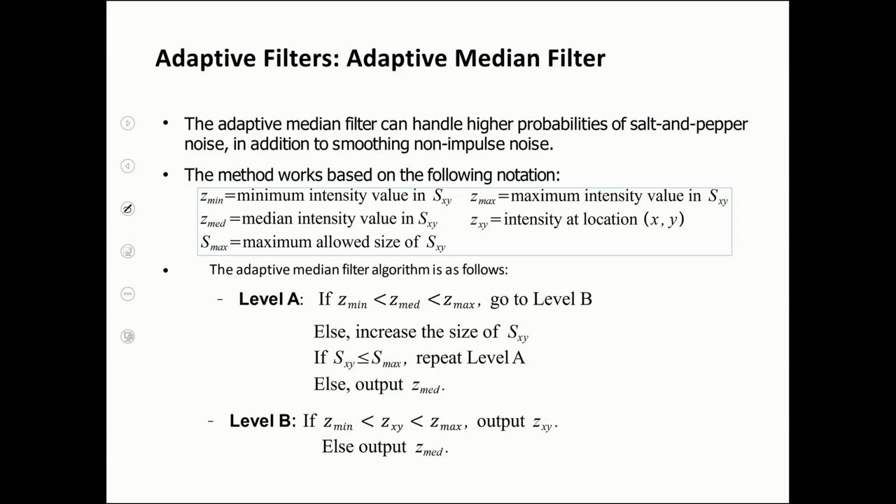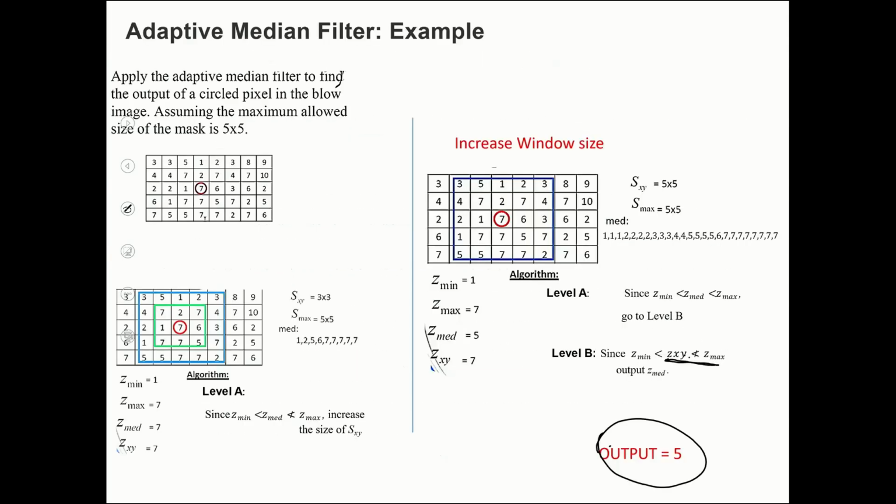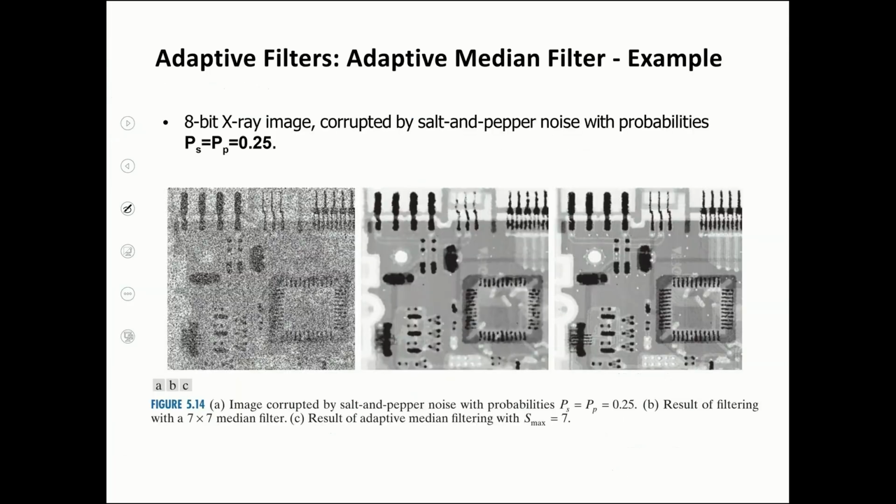But we have to stop the size at some point, and then we don't have any choice, so we output the median. So this way is definitely not 100% perfect. Maybe, as you mentioned, the salt and pepper can still be there. Maybe the 0 and 7 might not be from the salt and pepper, but from the image itself. We don't know, but we are working with probability. So we have a salt and pepper corrupted image, and we apply the median filter and the adaptive median filter.